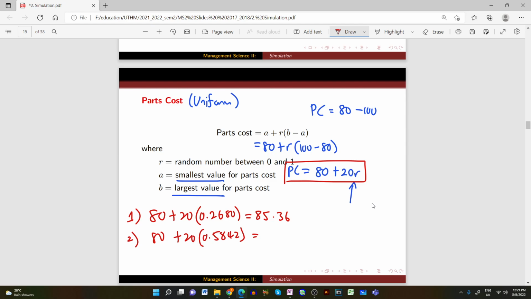So this one is 80 plus 20, you will come out with 91.68. Okay, like this. In the next slide, you have a random number in the table, isn't it? I don't want to show that. First, there's a 3 column. So the first 2 I have done for you. You can start from 3 until 10. Get me the part cost here.